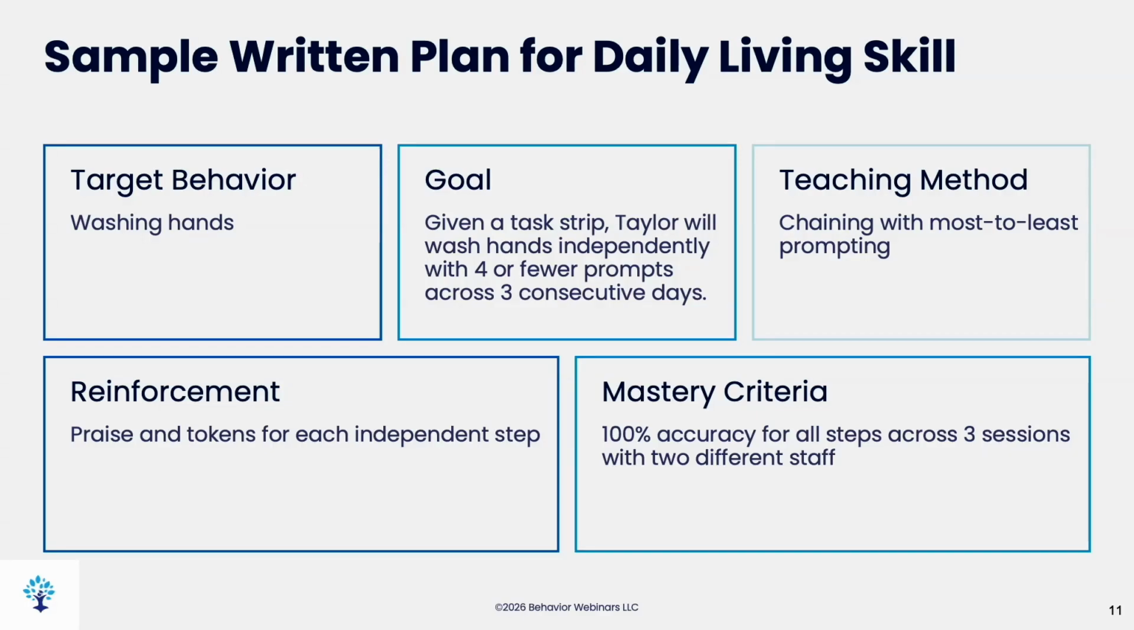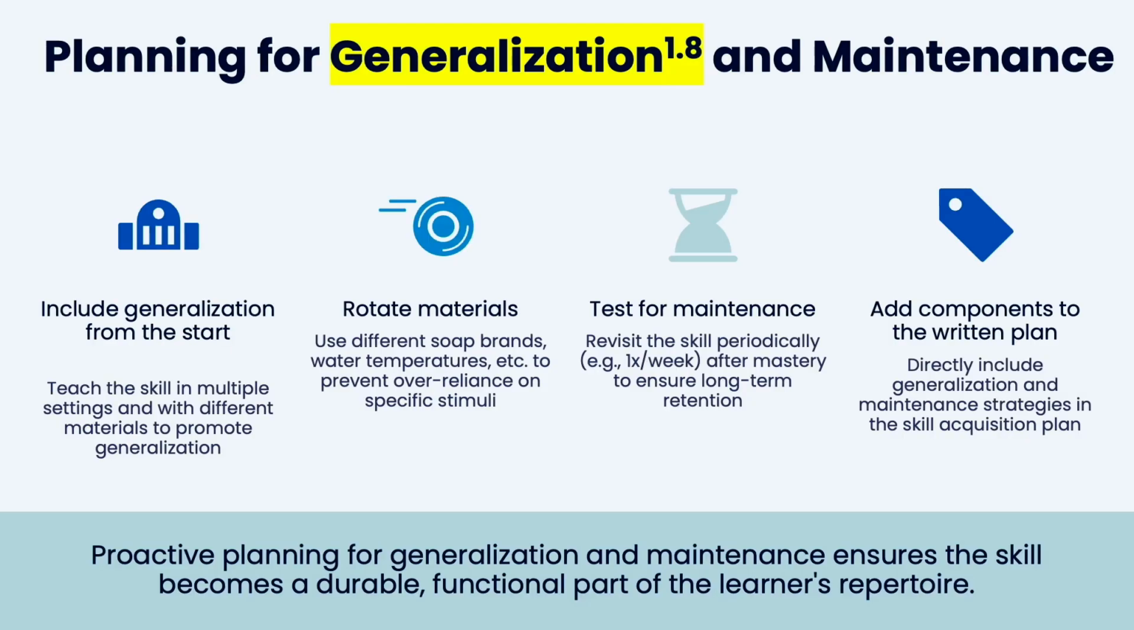So that would be a possible program on your written skills plan or your skills acquisition plan, and you would be running this. We'll talk about how you do chaining with most to least prompting. And so you would be utilizing that teaching method and taking data on Taylor's hand washing behavior. When we do this, we want to make sure we're thinking about generalization from the start.